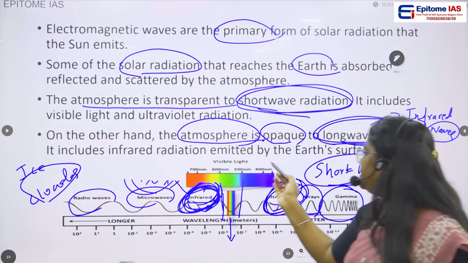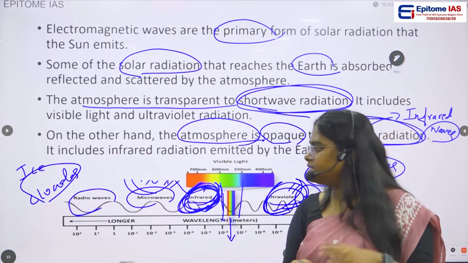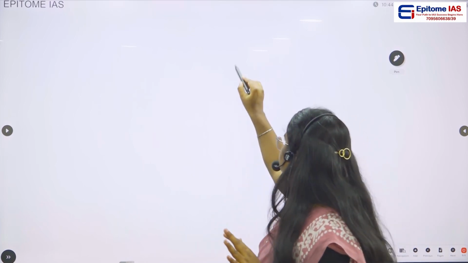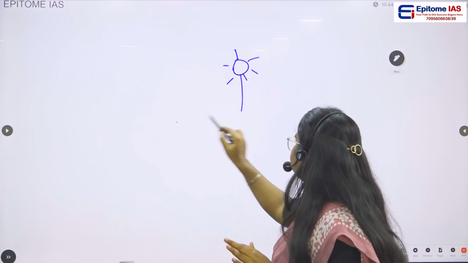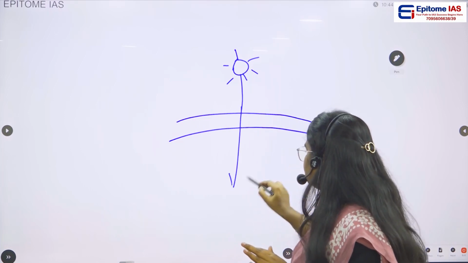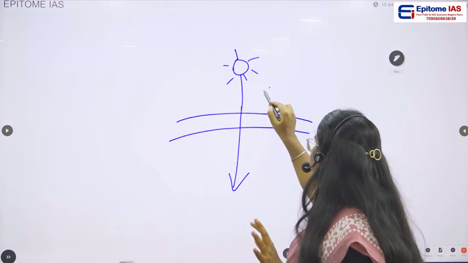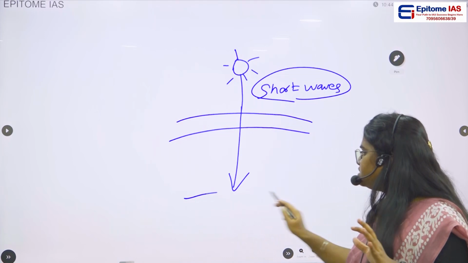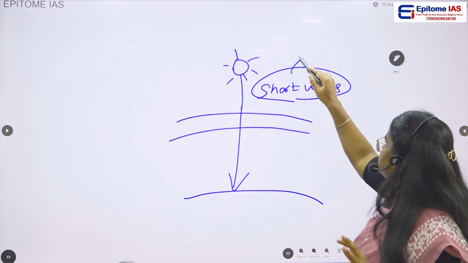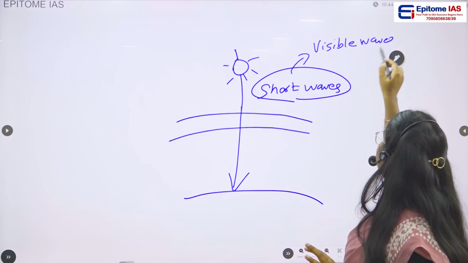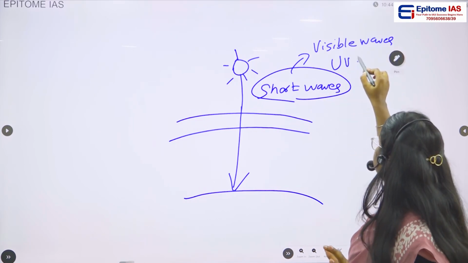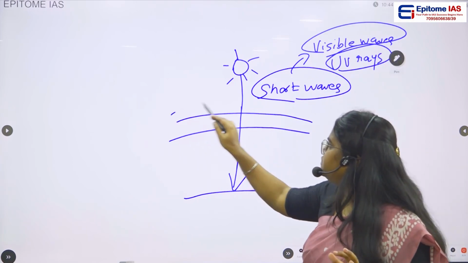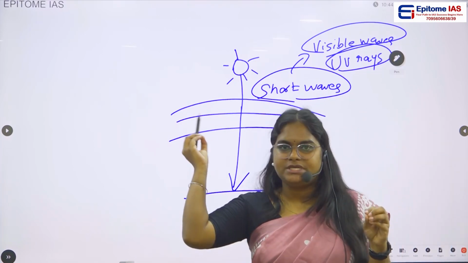Okay. On the other hand, we saw this. It includes infrared radiation emitted by the Earth's surface. Okay, you understand this, right? Let me explain here. What they are technically saying is the incoming solar radiation, and let's say this is the atmosphere. In the incoming solar radiation, the short waves pass through the atmosphere and reach the Earth's surface. And what do these short waves contain? One is visible waves, and the other one is UV rays. So these two are technically the short waves. So the atmosphere acts transparent to these short waves.